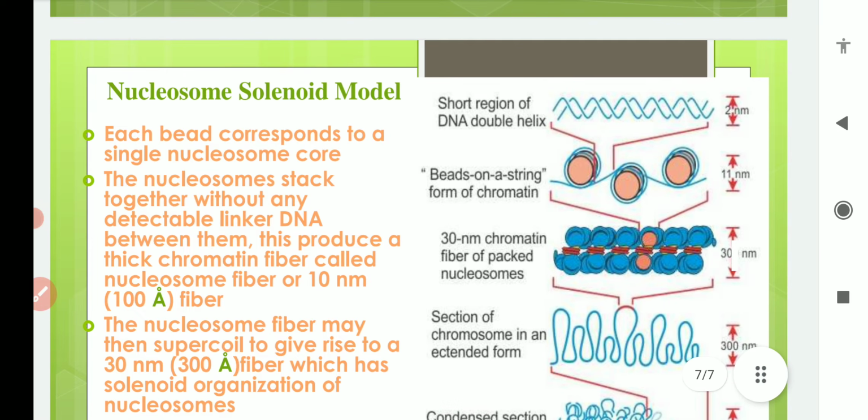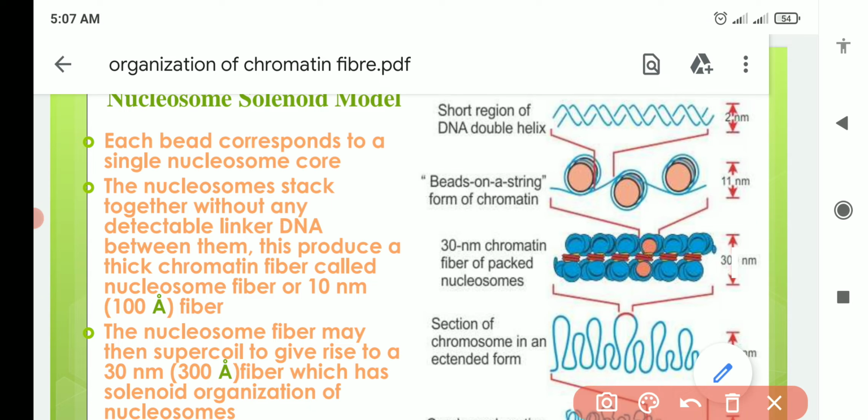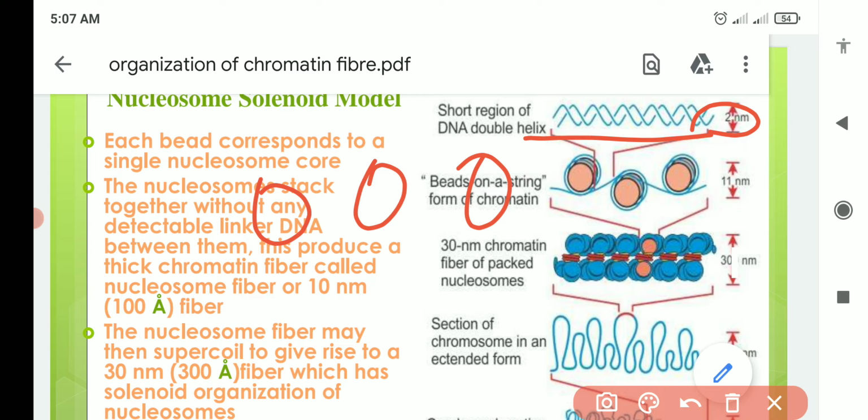So how was it described by the nucleosome solenoid model? First of all, they describe that a beads on a string type of structure is formed from the DNA, and the histone octamers are formed, and this DNA has approximately 2 nanometer diameter, or we can say 20 angstrom diameter.